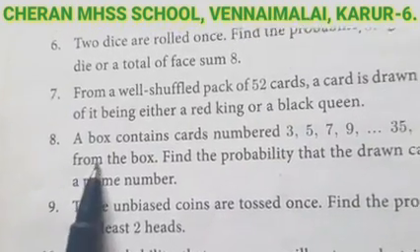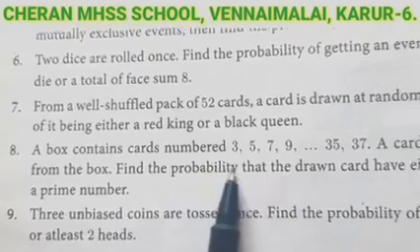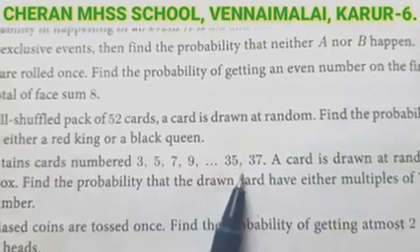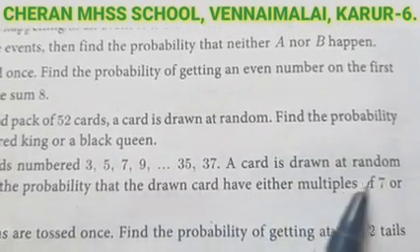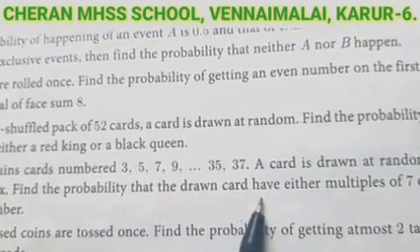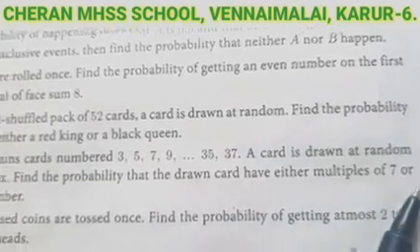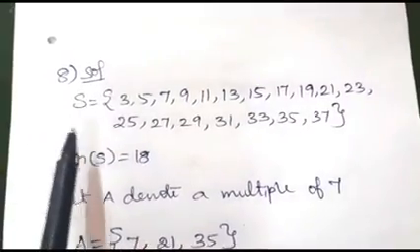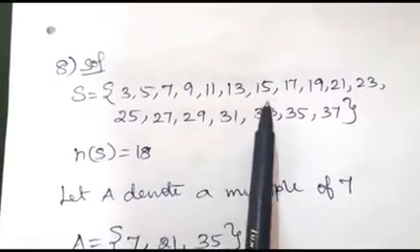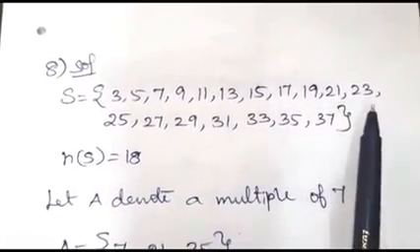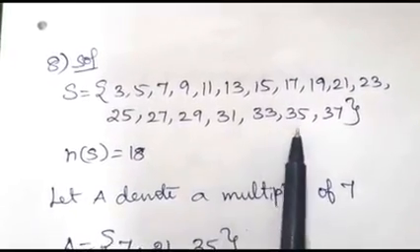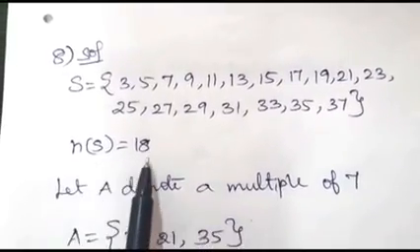Sum number 8. A box contains cards numbered 3, 5, 7, 9 up to 35, 37. A card is drawn at random from the box. Find the probability that the drawn card is either a multiple of 7 or a prime number. S is equal to 3, 5, 7, 9, 11, 13, 15, 17, 19, 21, 23, 25, 27, 29, 31, 33, 35 and 37. Here N of S is equal to 18.